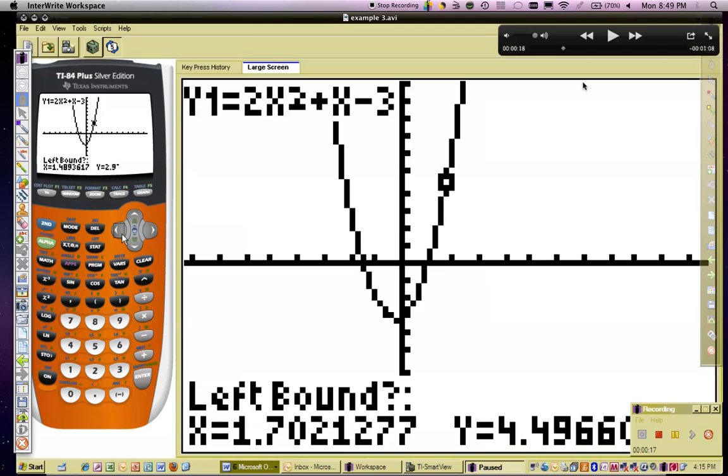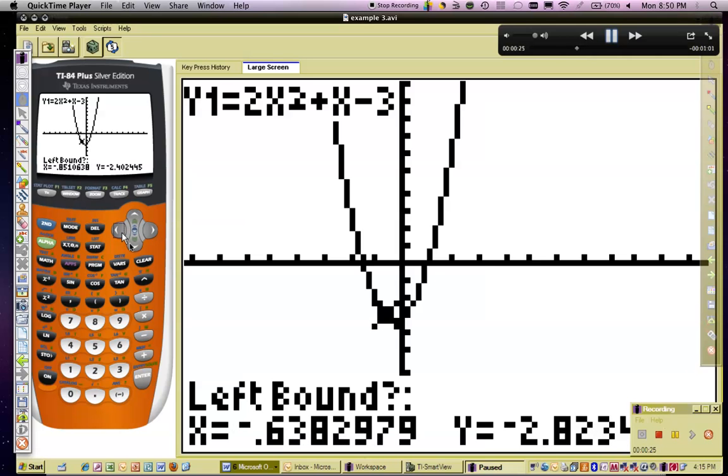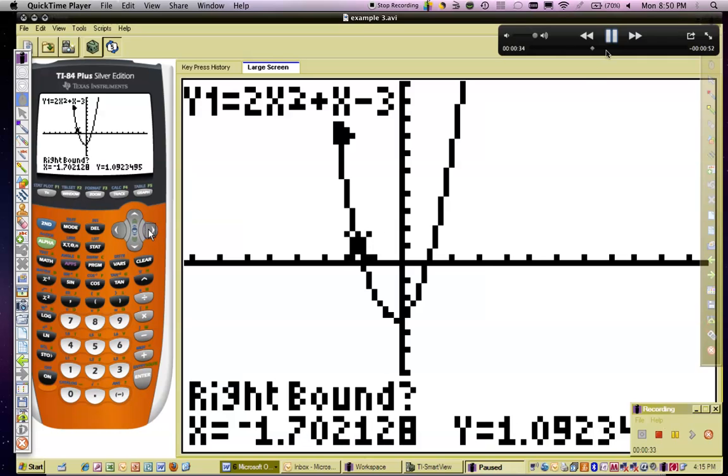Let's take a look at that. You want to use the left and right arrow keys. The up and down keys won't do anything for you here; they're used to jump to different graphs. Where I am, that was close enough, so I pressed enter. Now you'll see that something that says right bound comes up.